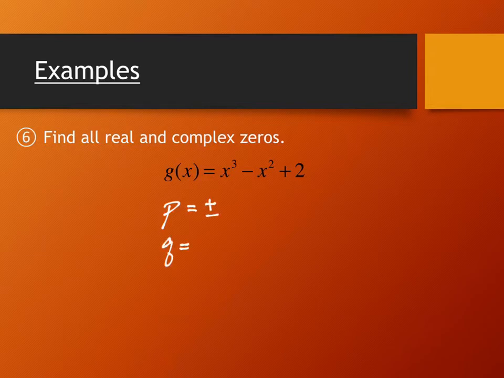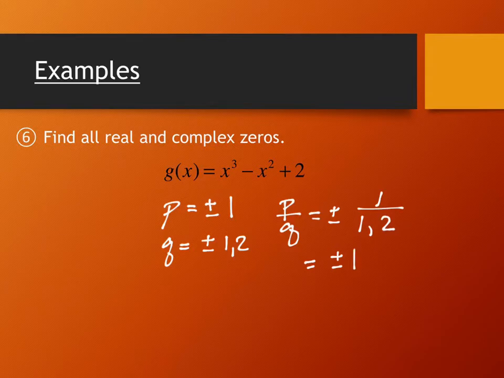So what are my options for P? Just one, right? Positive and negative. How about my options for Q? 1 and 2. Yeah, I like this one. So P over Q is 1's on top and 1's and 2's on bottom. So I actually have the option of 1 over 1 or 1 over 2, and pluses or minuses. There's still 4 choices, right?